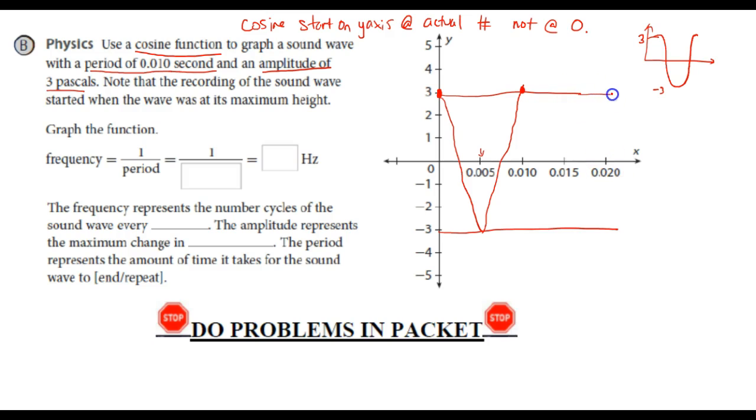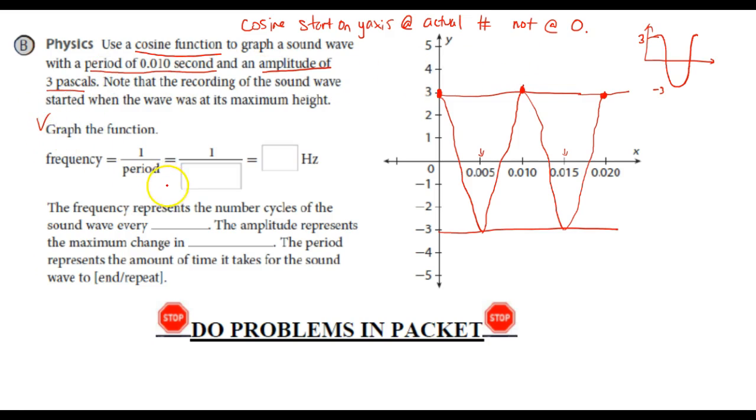Again, I'm drawing these points just so I can keep it level. And what's halfway between 0.010 and 0.020? It's right there again. So we're going to go down to negative 3, because that's the amplitude, and back up. Oh, it looks kind of like a W. That's kind of cool. And it's going to keep doing that over and over again. So we did our graph.